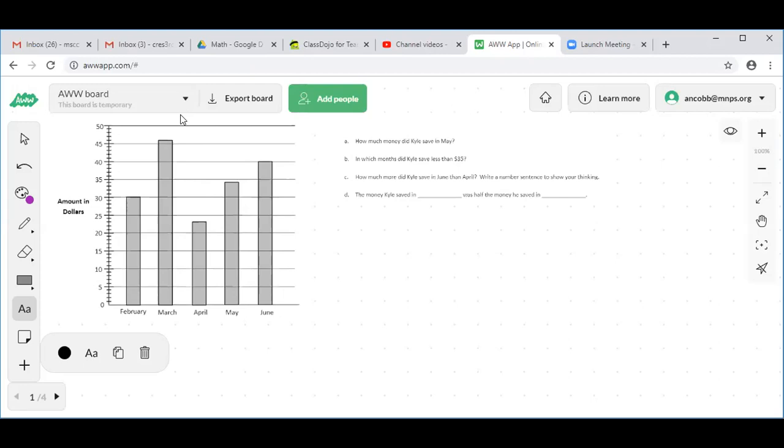So A asks, how much money did Kyle save in May? So that means I'm only going to look at the bar that's in May. So I'm going to count the bars so I can see 5, 10, 15, 20, 25, 30. It's not quite 35, but I see it's one below 35, so that's 34. So I'm going to put my answer right here.